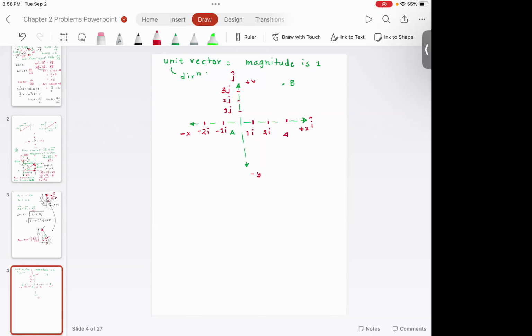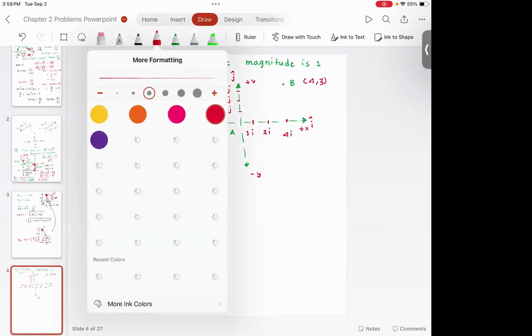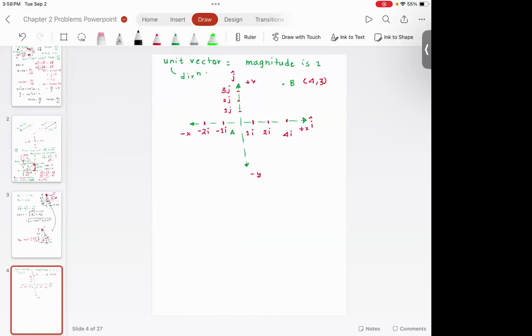Now I want to go from point A to point B, and I'm saying that B is at location 4, 3. Point B is at location 4, 3. To go to point B, you need to travel 4 units in x direction. You agree with me? And 3 units in y direction.